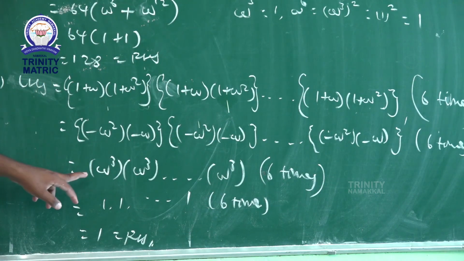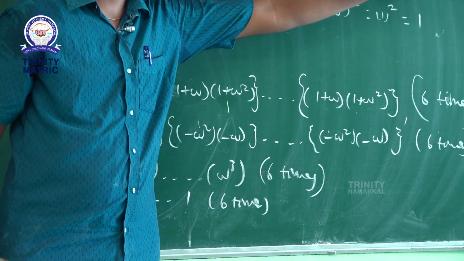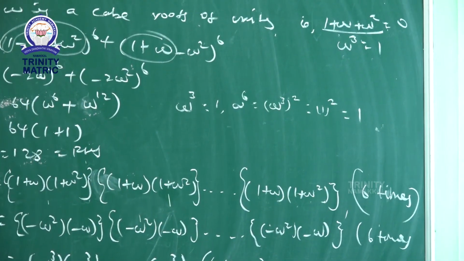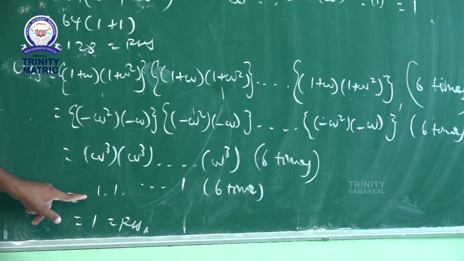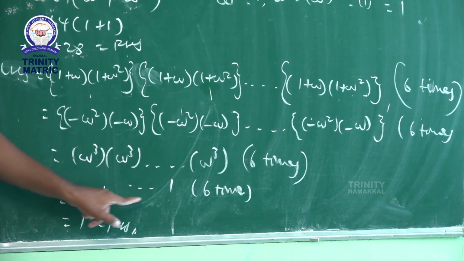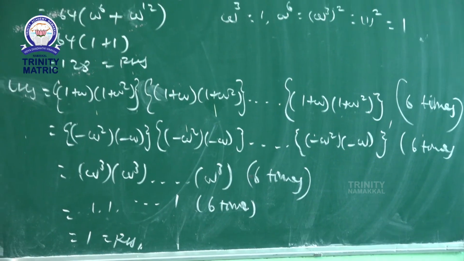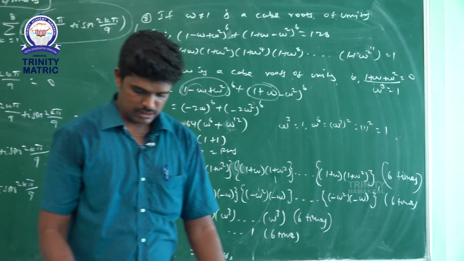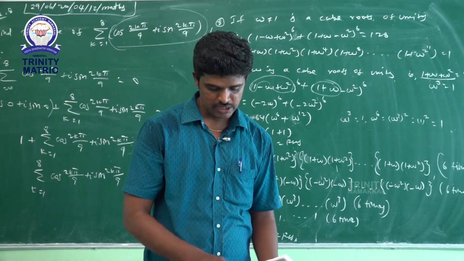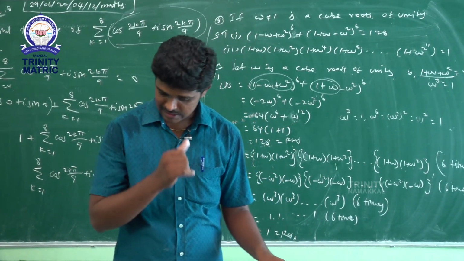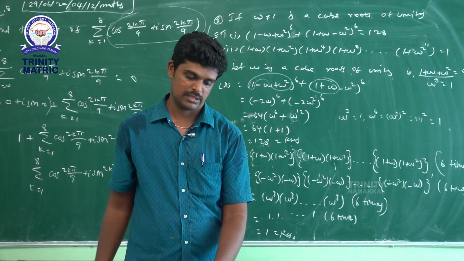Next, the omega cube answer. See here, omega cube is equal to 1 because it is a cube root of unity. Okay, so omega cube means 1. So 1 into 1 up to 6 times, that is 6 times the product of 1s, is equal to 1. This is the RHS. Okay, see here, this is the way we can find this result. Okay, see you in the next class. Thank you, students.